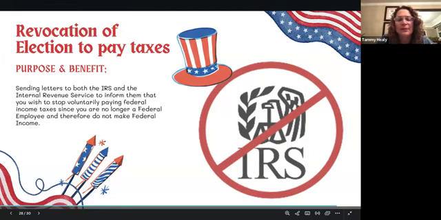Everything that's in all capital letters is always a municipal citizen, okay? The Internal Revenue Service is a British territorial corporation. So when you send your letters revoking your election to pay taxes, you're sending them to both corporations, and one address is in Washington, D.C., and the other one is in New York.